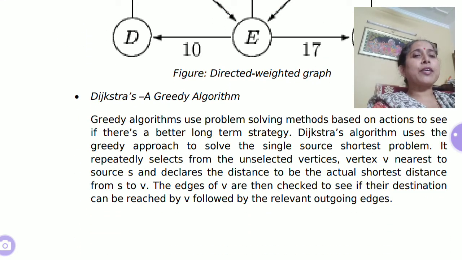Next, you can see on your screen, it is mentioned Dijkstra's is a greedy algorithm. Greedy algorithms use problem solving methods based on actions to see if there is a better long-term strategy. Dijkstra's algorithm uses the greedy approach to solve the single source shortest path problem. Why do we call it greedy?